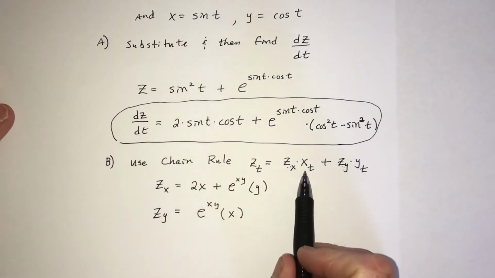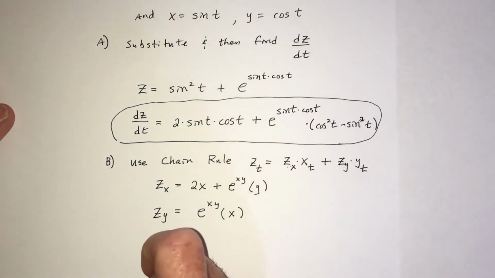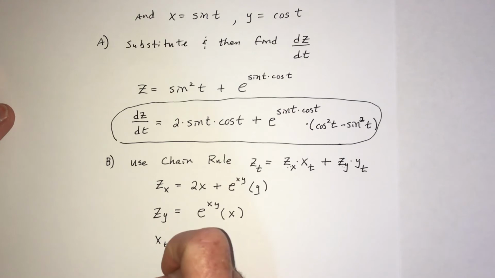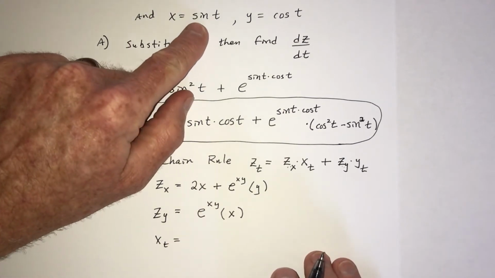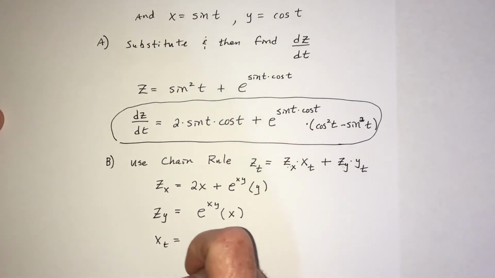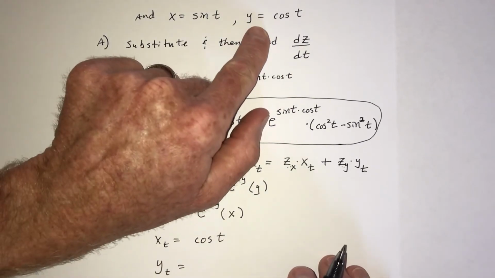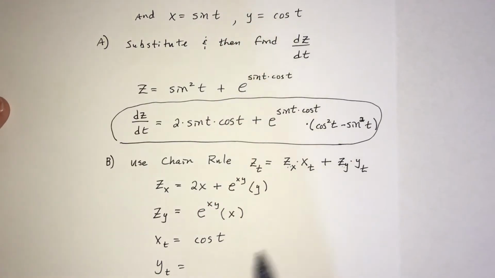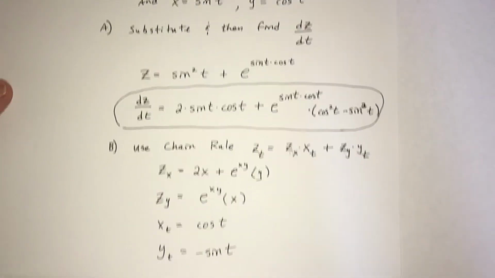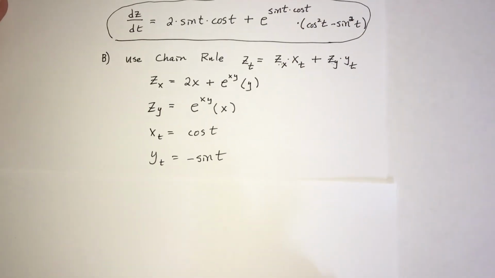Okay, now for this part, the derivative of the x function. Well, the x function is sine, so the derivative of that is cosine of t. And the derivative of the y function, so the derivative of this will be negative sine of t. Now let's put the pieces together, and we should get the same answer.